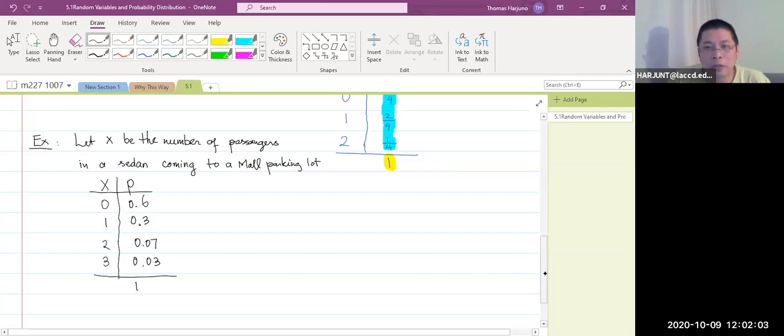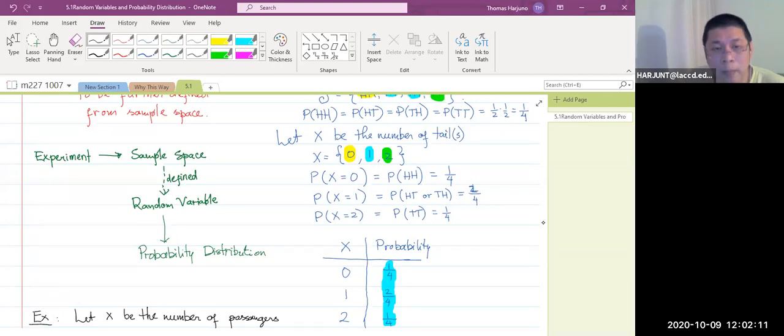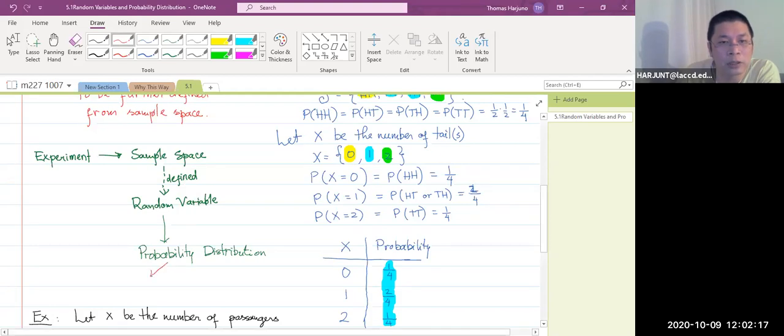So go back to this. Usually, we start from the probability distribution, and then from there we go on computing 2 things: the expected value and the variance.